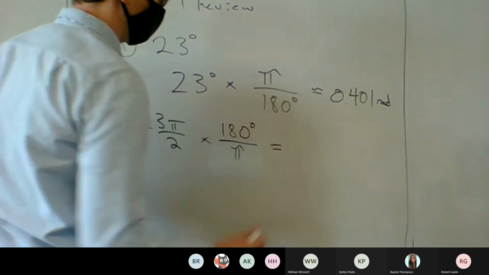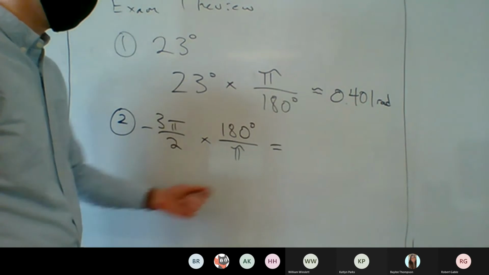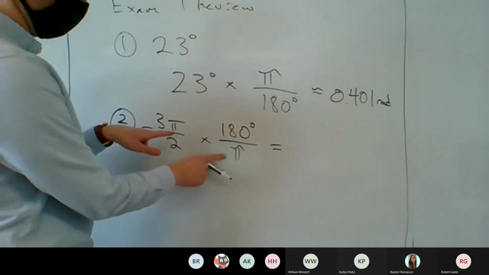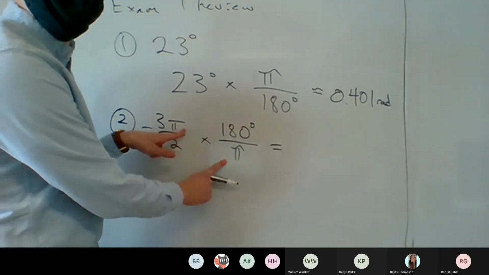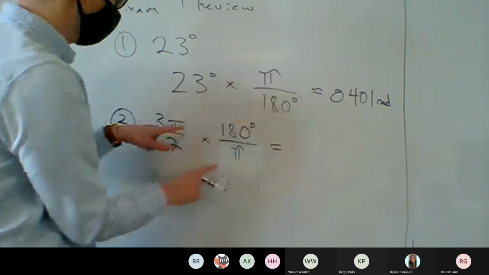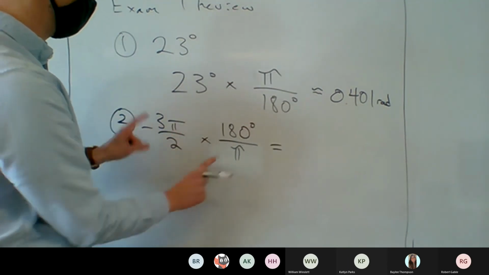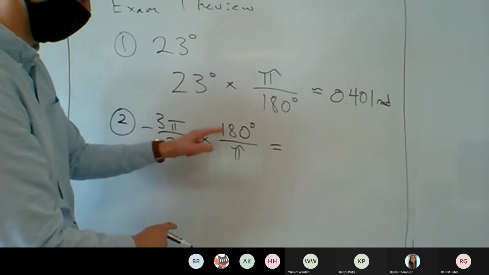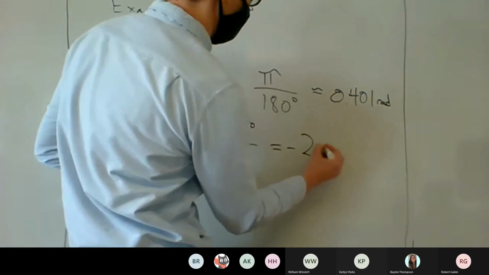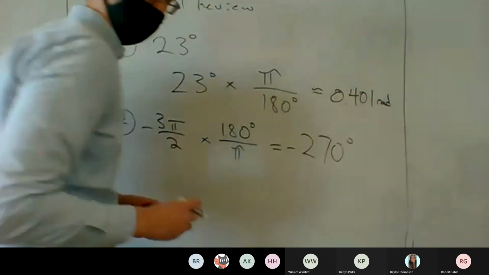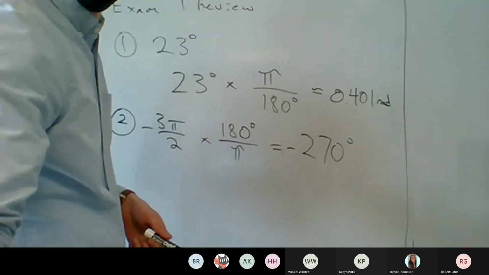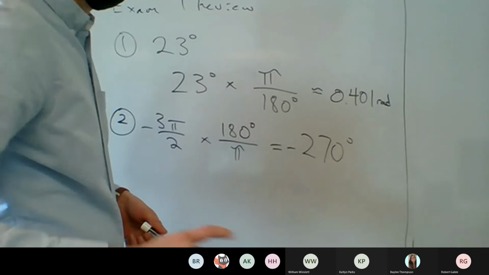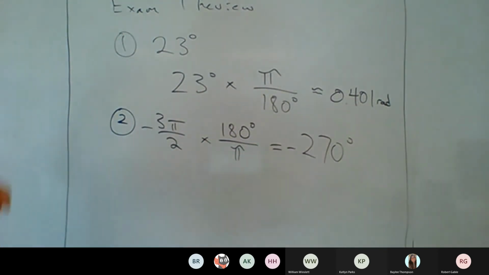And this one you can actually work out to be an exact answer, because the pi is the number that's creating the weird decimal here, right? The pi cancels out here. So I've just got -3/2 times 180, which of course is -270 degrees. So those were the first two, just straight up radian conversion to degree conversion.